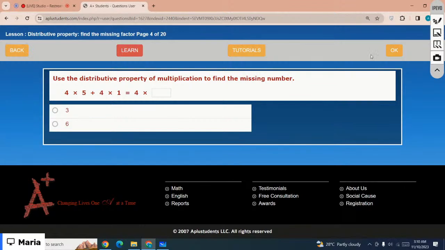Yes, the missing number is 6. The correct option is 6.